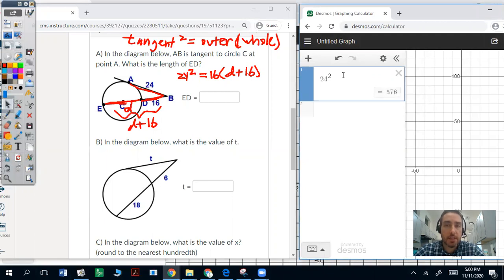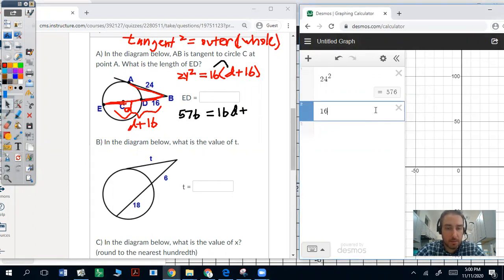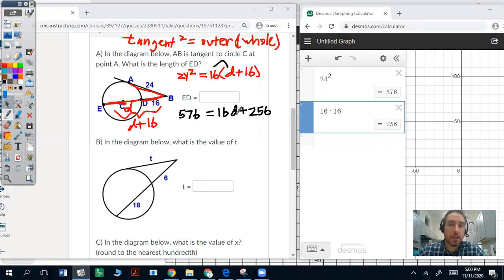24 squared is 576. So that's going to be 576. And then if I distribute the 16, that's 16d. Plus 16 times 16 is, I believe, 256. So 16d plus 256. So to solve that for the diameter, you can just subtract the 256 and then divide by 16. So let's do that.